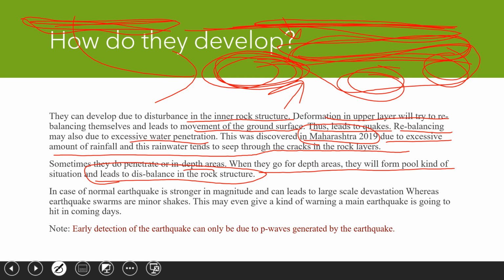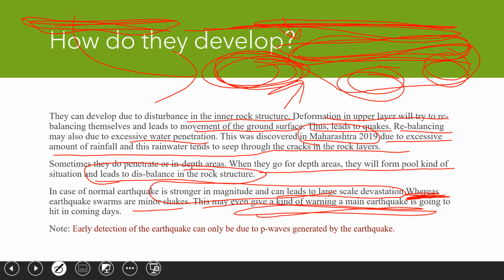So in the case of a normal earthquake, it is stronger in magnitude and leads to large-scale devastation, whereas, note it, earthquake swarms are minor shakes, and this may even be a warning that a main earthquake is going to hit in the coming days. Why is this statement written? This statement denotes that it is a warning, that there is something disbalancing beneath the earth.